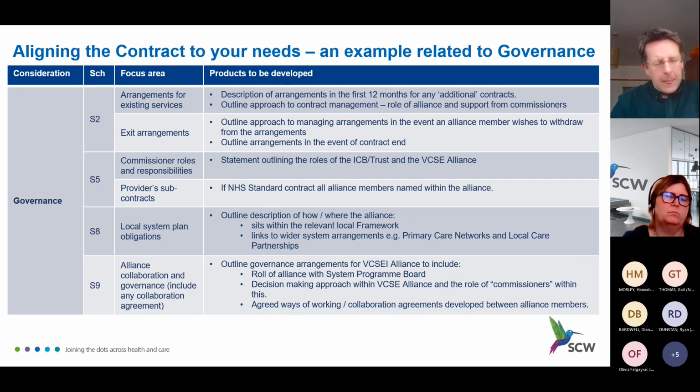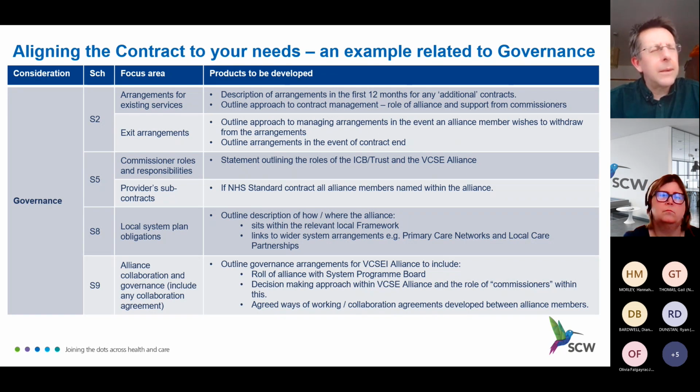Schedule 5 allows you to describe the roles and responsibilities of the trust and also all members of the alliance. And if you are using subcontracts, how you're going to nominate them, name them, and bring them into the contract itself.